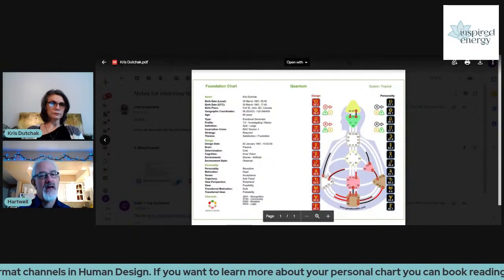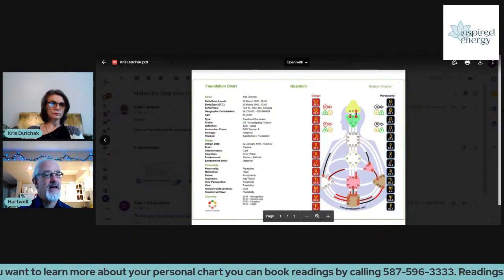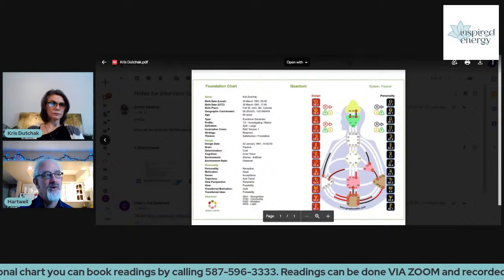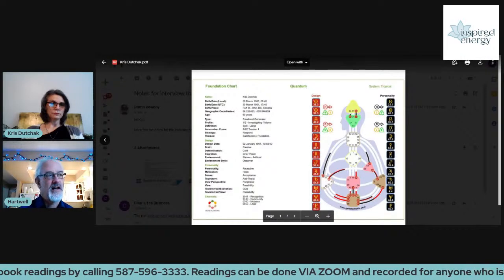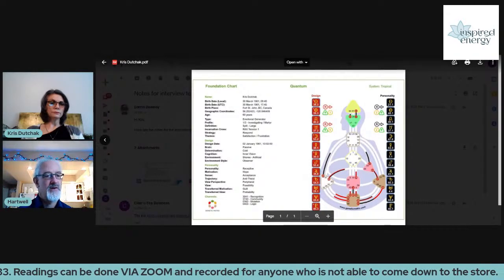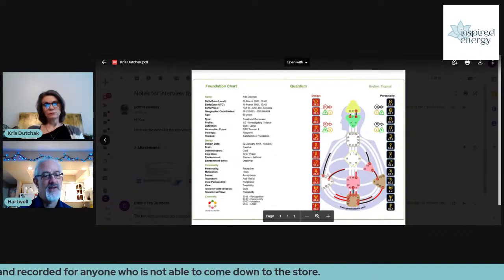It's saying that, for instance, I have, of those 6 gates, only one of them, and it's gate 3. So it means that there's going to be a bit of a mutational flavor in my life, even though I don't have the whole format channel.